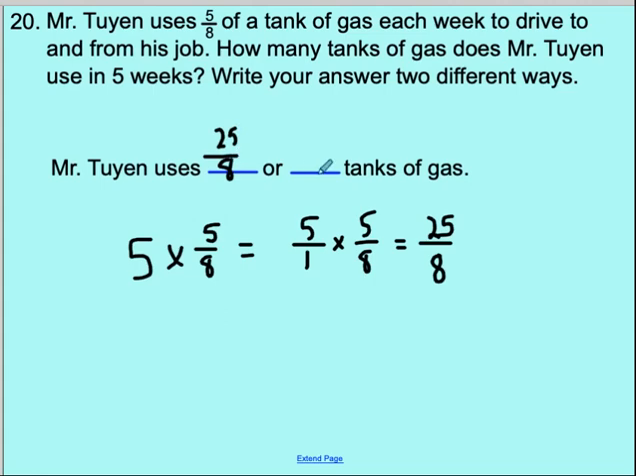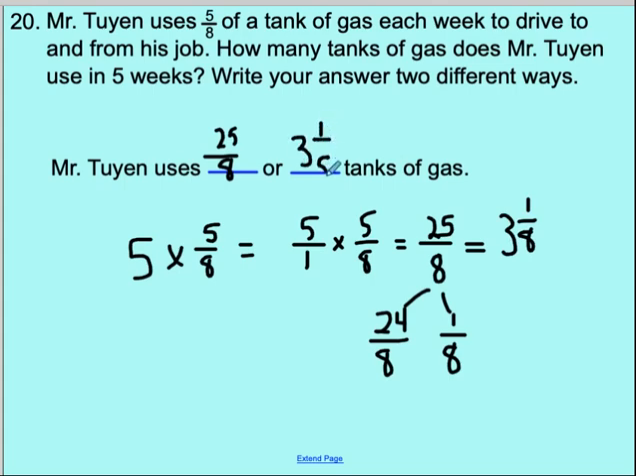Now let's put it into a mixed number. I know I can pull out 24/8. That's going to be equal to 3 wholes, right? Because if you count by 8 3 times, you get to 24. So that's 3 wholes right there, and then there'd still be 1/8 left. So I could also write this as 3 1/8. So Mr. Twin uses 25/8, otherwise known as 3 1/8 tanks of gas.